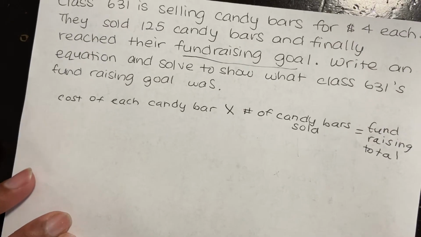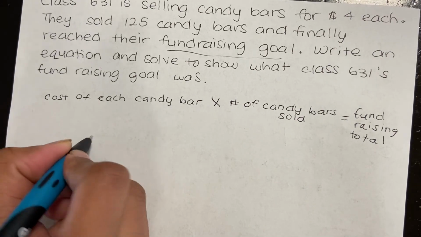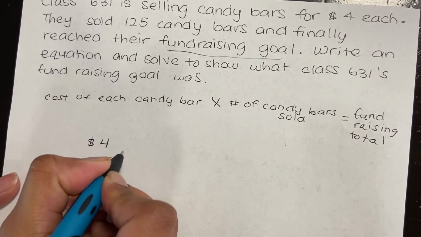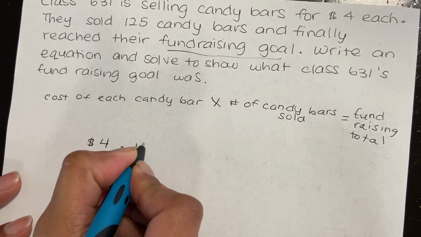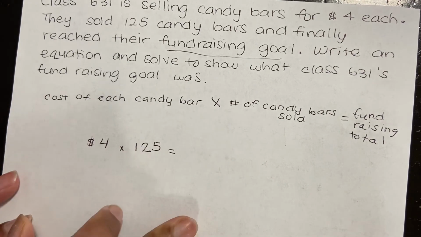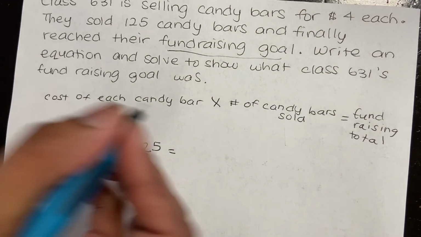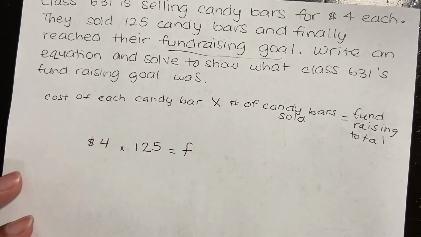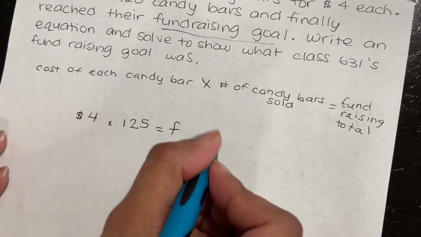So let's plug the information into this here. So the cost of each candy bar was $4. And I'm going to multiply that by the amount of candy bars that was sold. And that's going to tell me the fundraising goal. And in this case, this word problem didn't give me a variable, so I'm going to use F as my variable. Now to solve for F, I don't have to isolate it, it's already by itself. So I just have to do some math, which is just multiplication in this case.